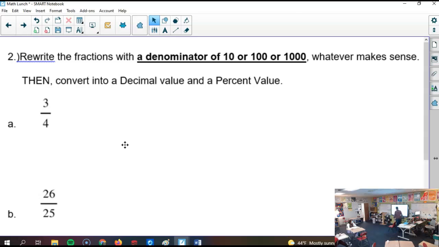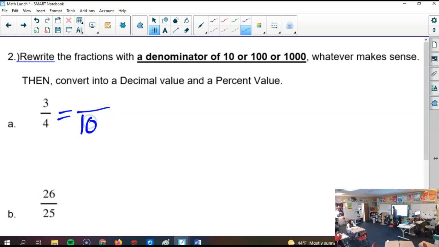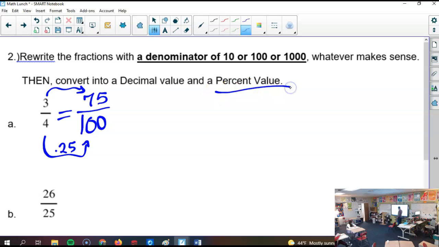Yeah. So instead of thinking about, let's turn this into a denominator of 10, we kind of jump over that option and say, let's go with denominator of 100. How do we turn 4 into 100? Times 25. So we do the same thing on top, and 3 times 25 is 75. That tells us our percent value. Because if we're over 100, we have our percent value. Whatever number is over 100, that is your percent value.